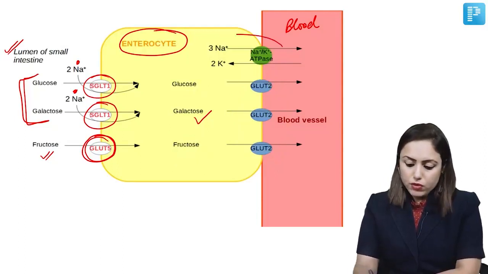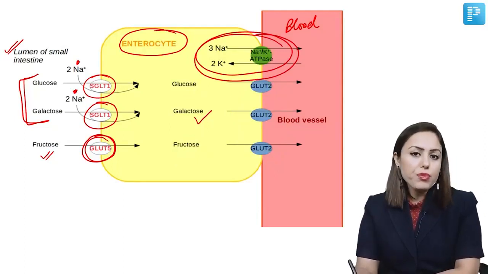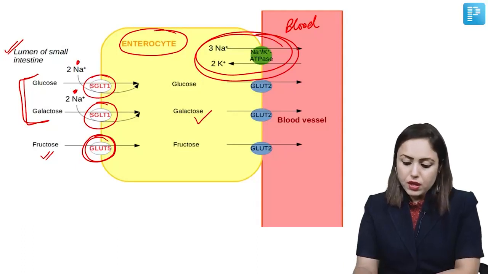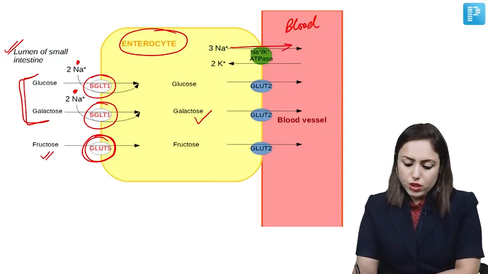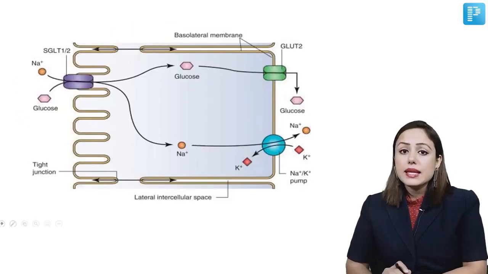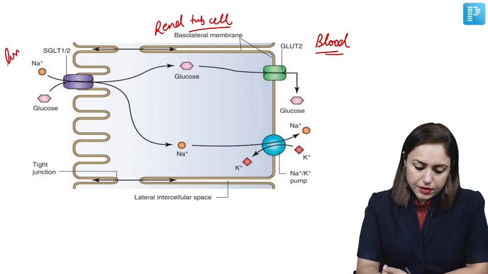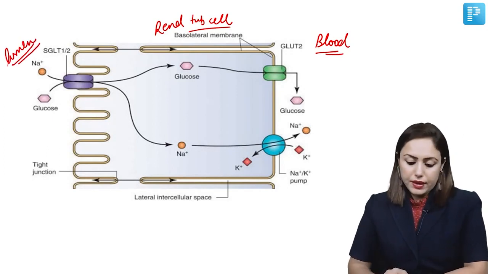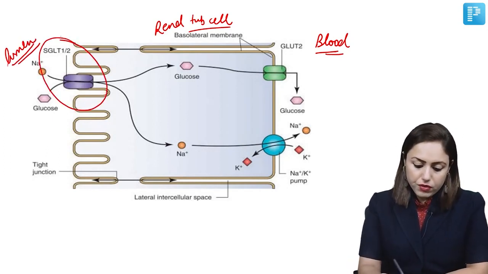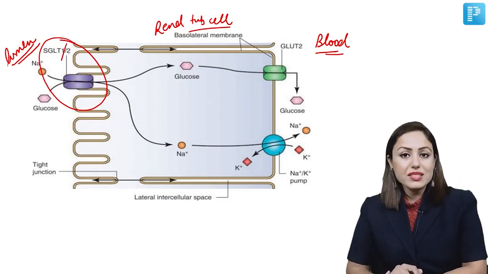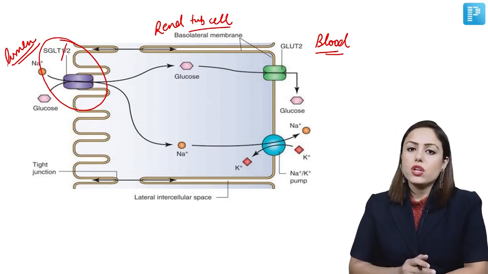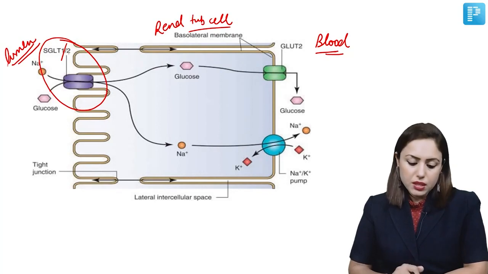Then we also have sodium potassium ATPase pump at the basolateral membrane which transports 3 sodium out of the cell and 2 potassium inside the cell. Then this is renal cell, renal tubular cell. So this side is blood, this side is lumen, and here we have SGLT1 or 2, 1/2 is written. So either SGLT1 or 2 can be present in kidneys.